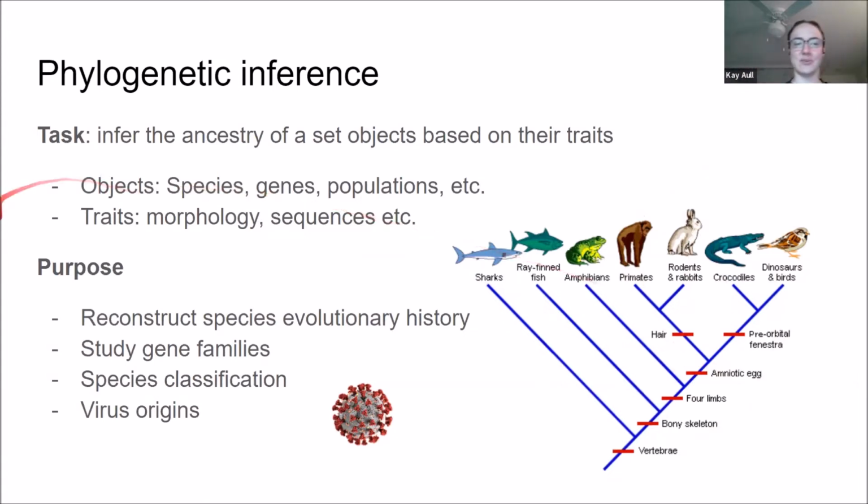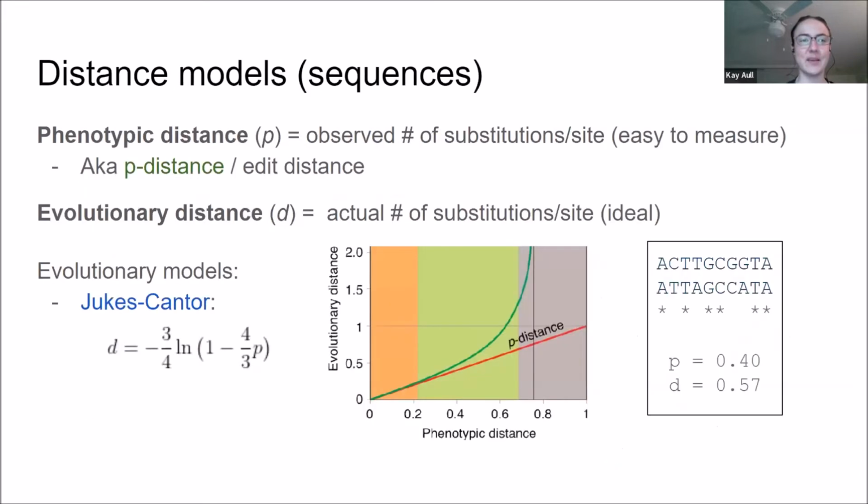But these are used for a lot of different things. It's evolutionary history. It's trying to identify gene families and trying to figure out where a virus came from and where it spreads. It's a very common task for bioinformatics. And so first we need an idea of evolutionary distance. And this is something that you would primarily look at for sequences.